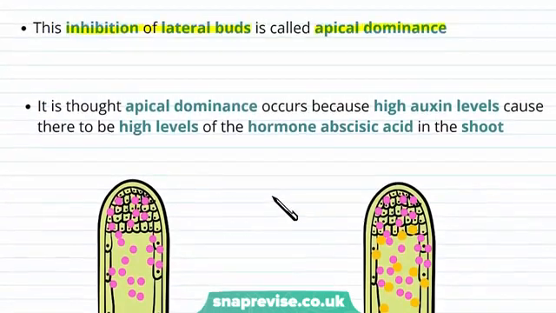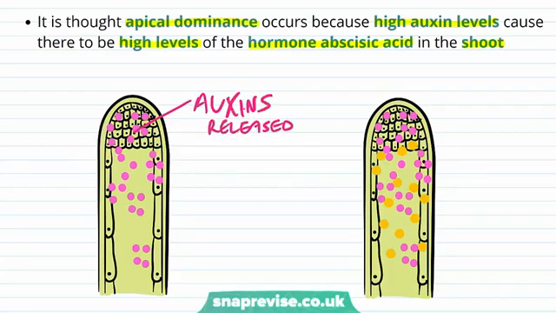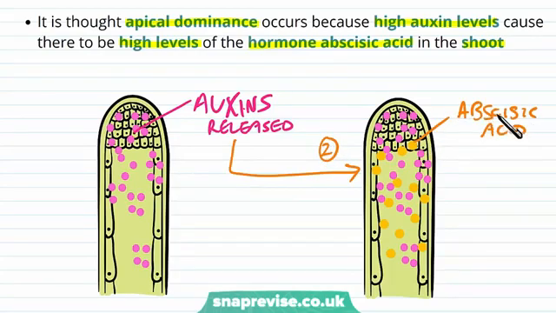It's called this because the apex of the plant is more dominant in its growth, whereas the lateral buds aren't growing so much. It's thought that apical dominance occurs because high auxin levels cause there to be high levels of the hormone abscisic acid in the shoot. So the auxin itself isn't causing the apical dominance, but it's causing the action of another molecule to kick in. So first of all, the auxins are released, and once the auxins have been released, they cause the release of a second molecule, which is the abscisic acid. So the abscisic acid is the sort of second step in this process.